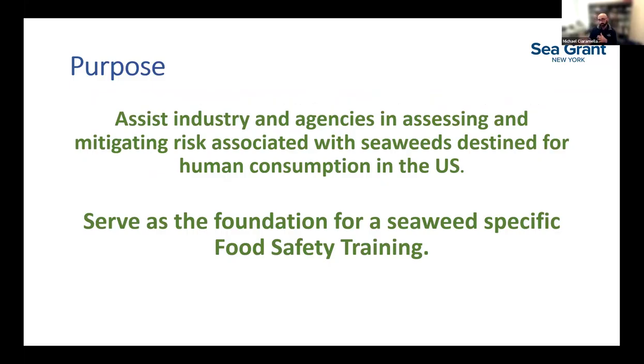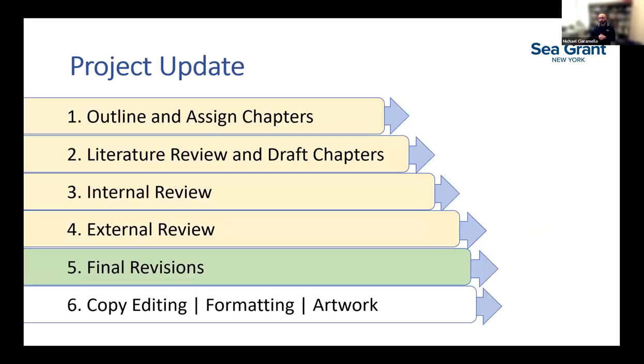That includes all seaweeds that are being produced for consumption in the US, regardless of whether they're domestically produced or foreign source product, in all their forms. This ultimately is meant to serve as the foundation for a more specific seaweed food safety training that the team is looking to explore developing once we have this resource in place. So with that, we'll go into specifically where we're at with the guide.